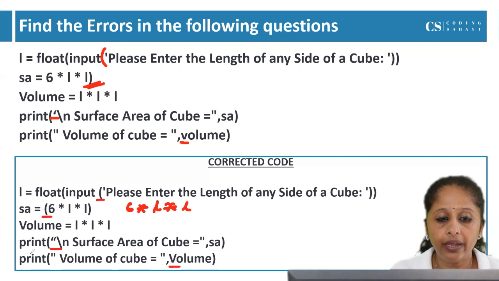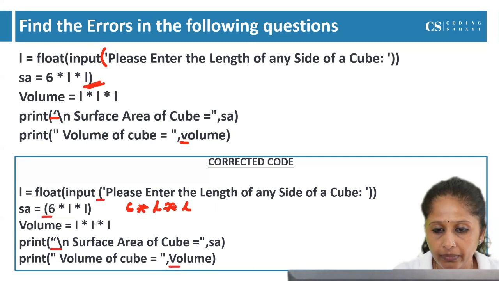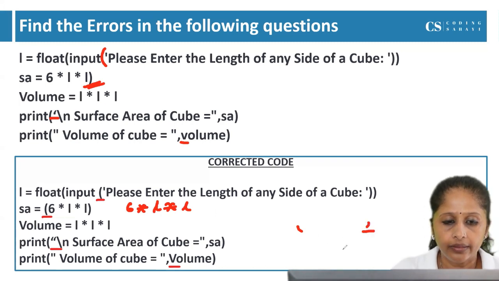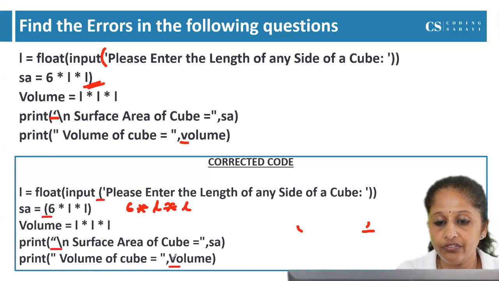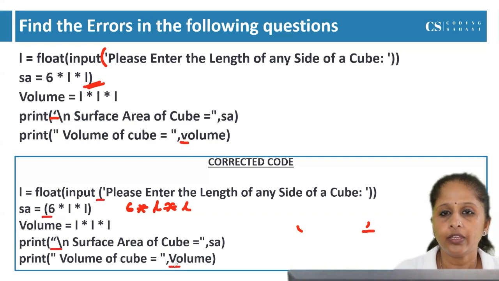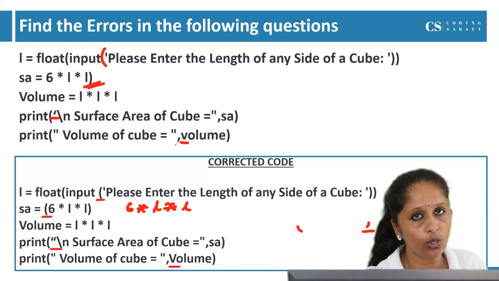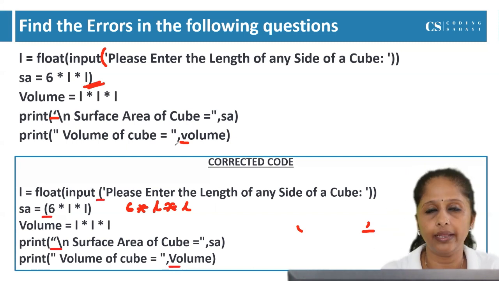No problem. Then print. Here I changed it. Instead of the single quotes, I have put the double quotes, or you can make the change here. You can write like this. This way also we can write. Then we have print volume of cube is equal to, and comma. Here volume, I made the V a capital letter because here also it is capital, but here we had written it with a small letter. So that change also we made here. So these are the errors in this program. These are the different types of questions based on finding the errors in Python.